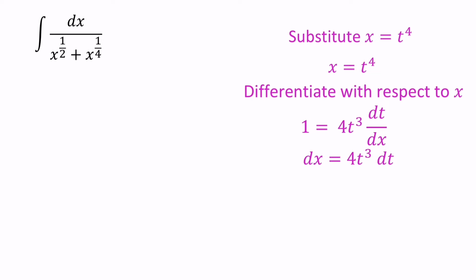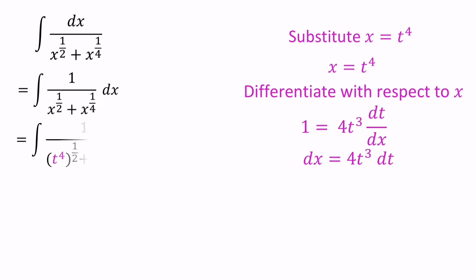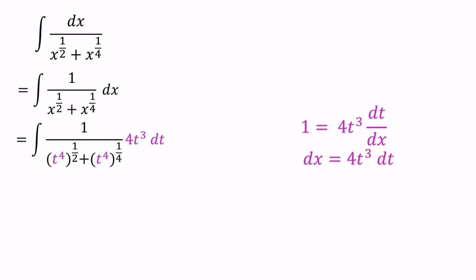Then we can write the integral 1 over x to the power of half plus x to the power of 1 over 4 dx. Instead of x, we substitute t to the power of 4. Instead of dx, we substitute 4t cube dt. Then we can simplify this integral.